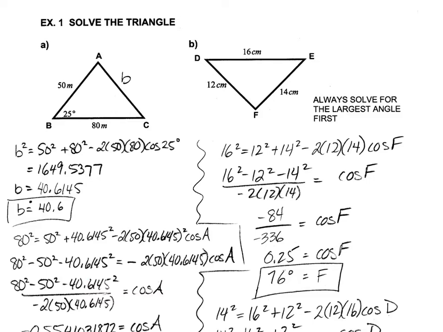Okay guys, let's take a look at example 1, part A. It says solve the triangle. Whenever it says solve the triangle, it means find everything that isn't known about the triangle. So in this case, I've already labeled it. We're going to have to find side B. We're also going to have to find angle A and angle C.